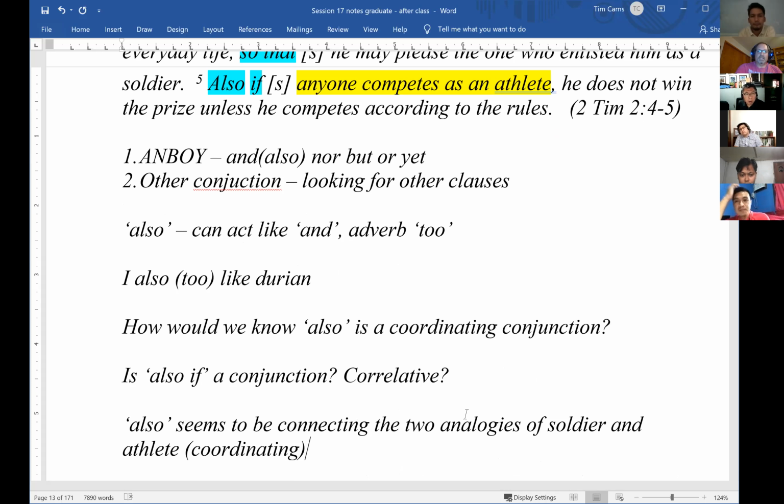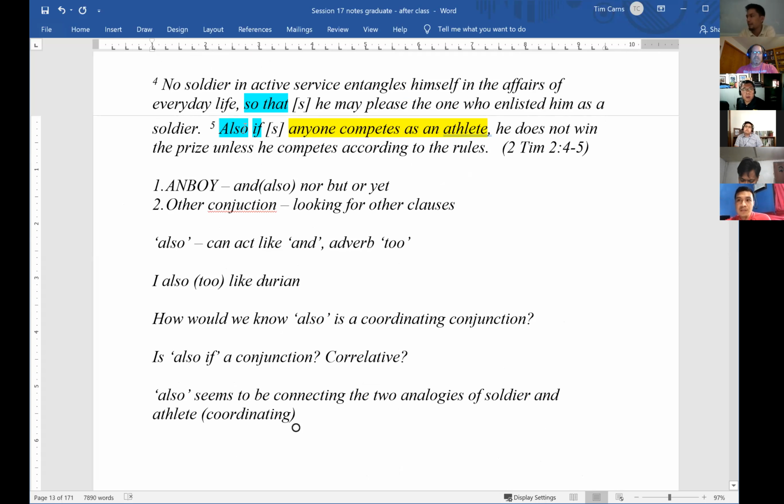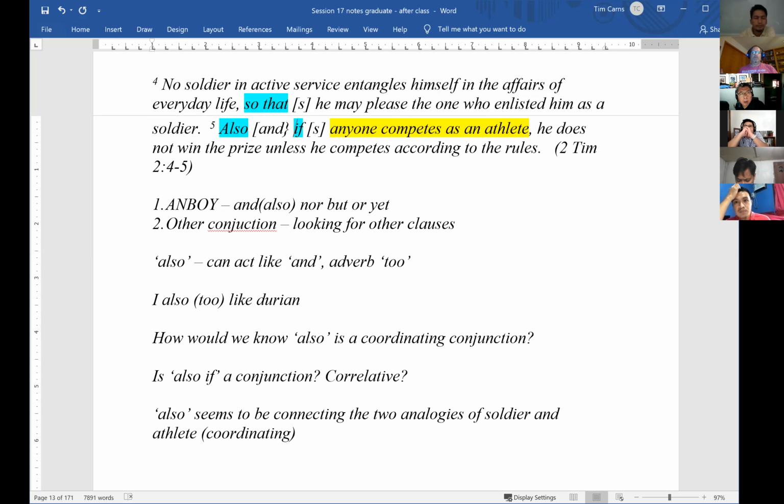Yeah, it seems to be coordinating those. So that's helpful to see it in context. And it's beginning the sentence. So it seems like "if anyone competes as an athlete" is a comparable analogy to "no soldier in active service." So "also" seems to be connecting them together in a coordinating fashion. It's really functioning almost like an "and." And if anyone competes as an athlete, he does not win the prize.